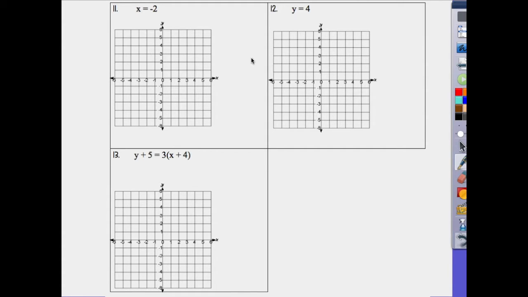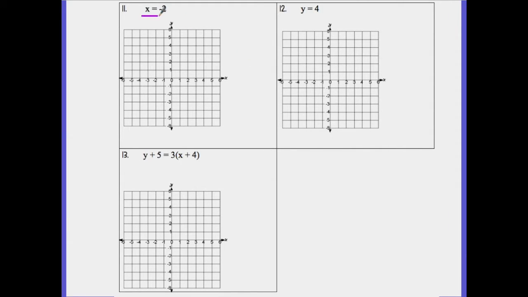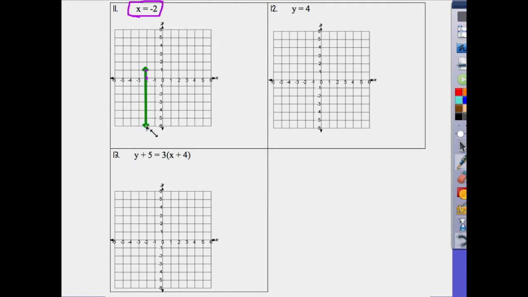All right, x equals -2. This is one we have to remember. This means x is always and only -2. So if x is -2, that's over here. x is also -2 here. This is going to make a vertical line. This is one of those undefined slopes.